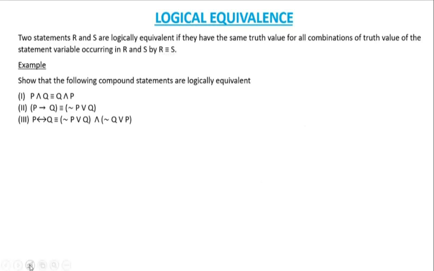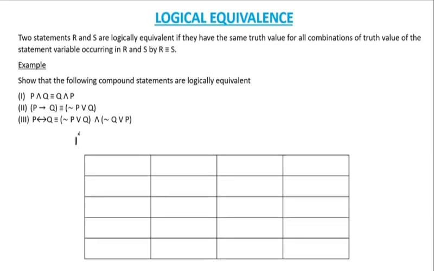Now let's have a look at an example to appreciate what we are talking about. Example number 1: show that the following compound statements are logically equivalent. (i) P and Q is logically equivalent to Q and P. (ii) P implies Q is logically equivalent to negation of P or Q. (iii) P biconditional Q is logically equivalent to the negation of P or Q and the negation of Q or P. So let's go ahead and see if these compound statements are actually logically equivalent.